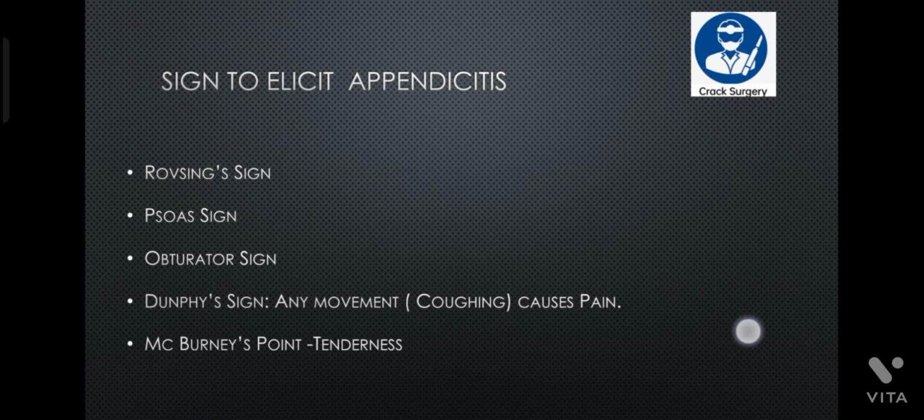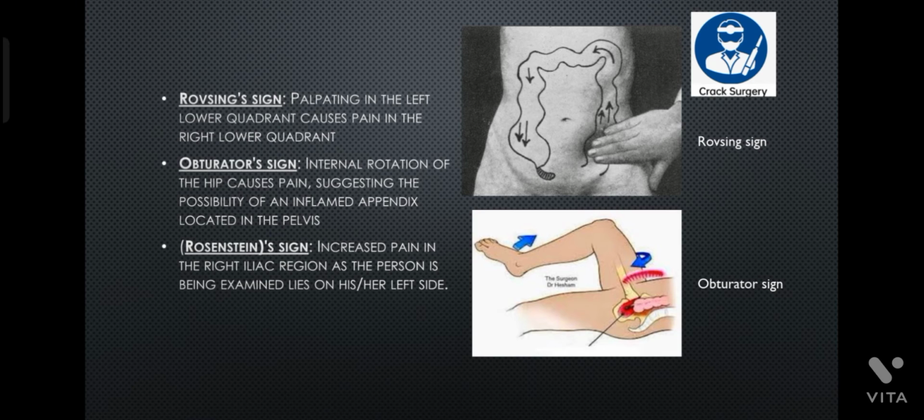McBurney's point tenderness. First sign is Rovsing sign. As we see in the video, palpating in the left lower quadrant causes pain in the right lower quadrant. Second sign is obturator sign. Internal rotation of the hip joint causes pain, suggesting the possibility of an inflamed appendix located in the pelvis.